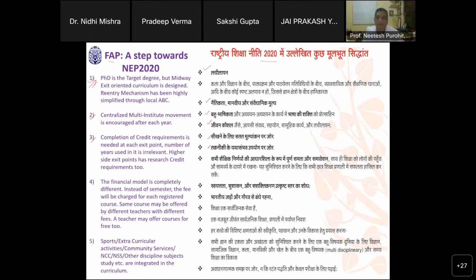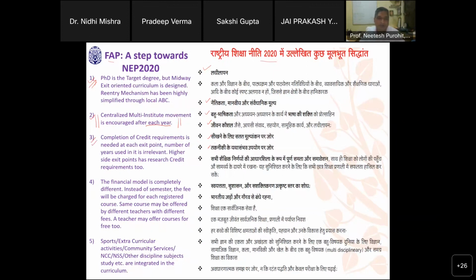Then we are saying that there should be a backbone supporting software, which I am also going to talk about, through which this multi-institute movement should be encouraged. Ideally, we are thinking that after each year students may move from here and there, and we have put up a model for it. I hope that when more institutes adopt FAP, we will be able to implement this part as well. But as of now, we are the only institute offering FAP, though we are expecting that a few more institutes will join soon.